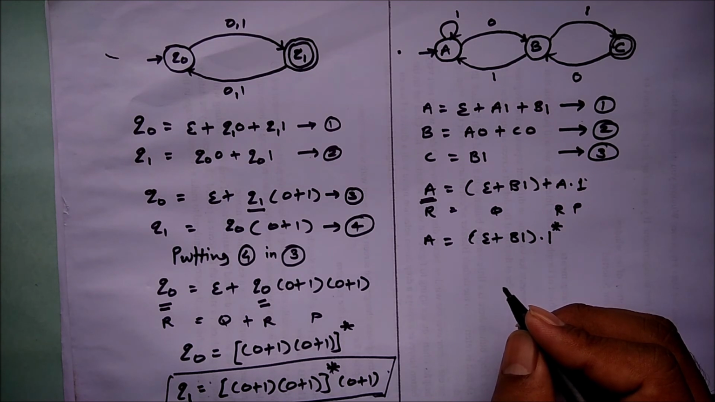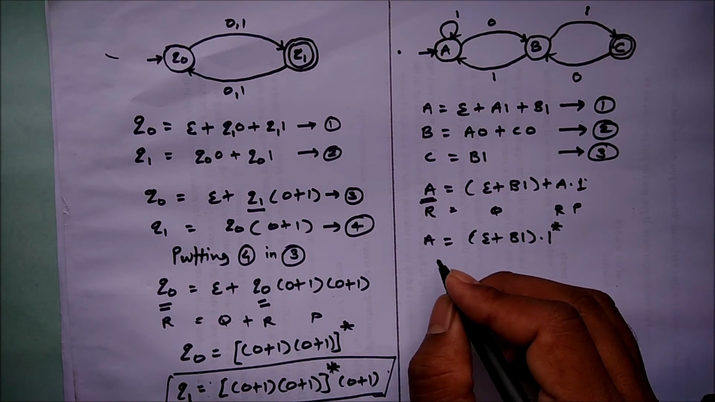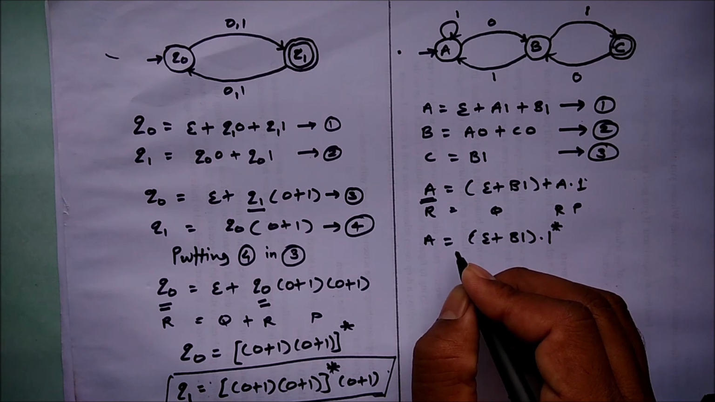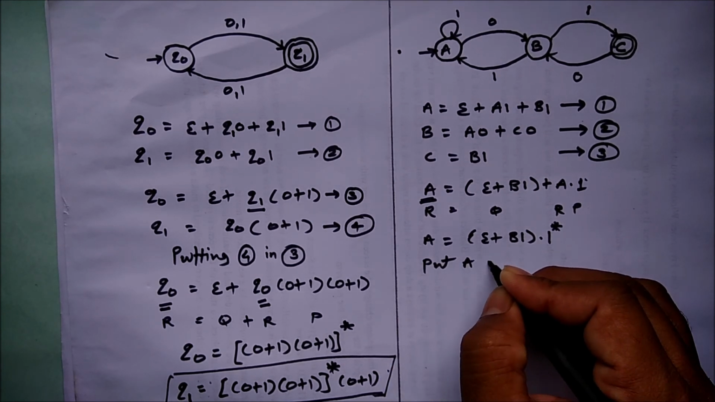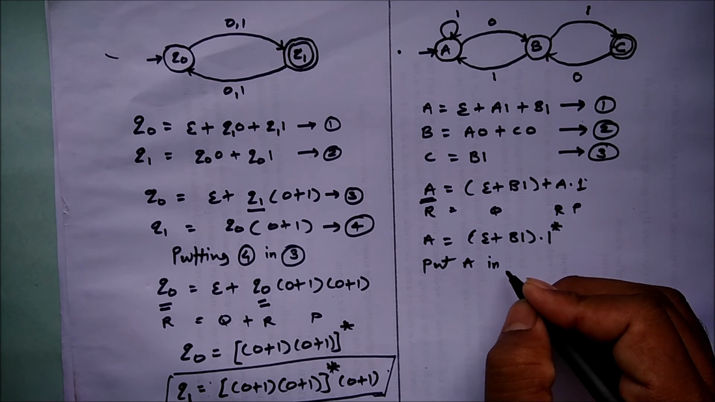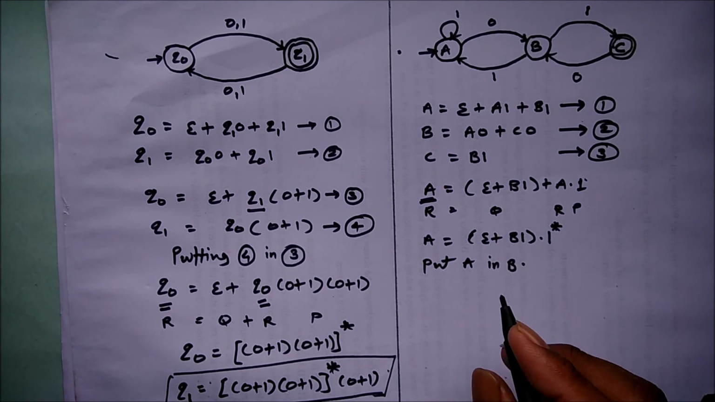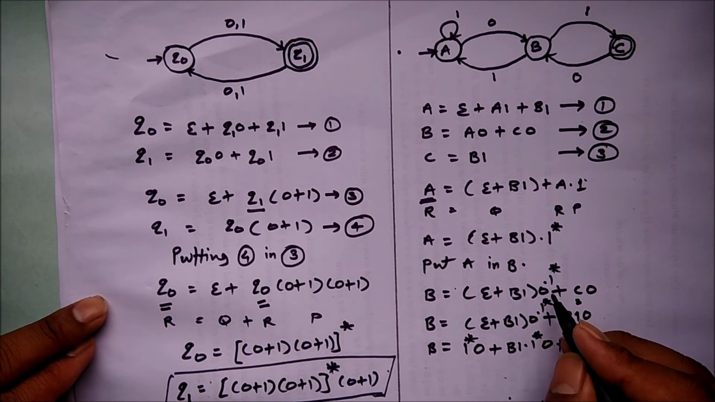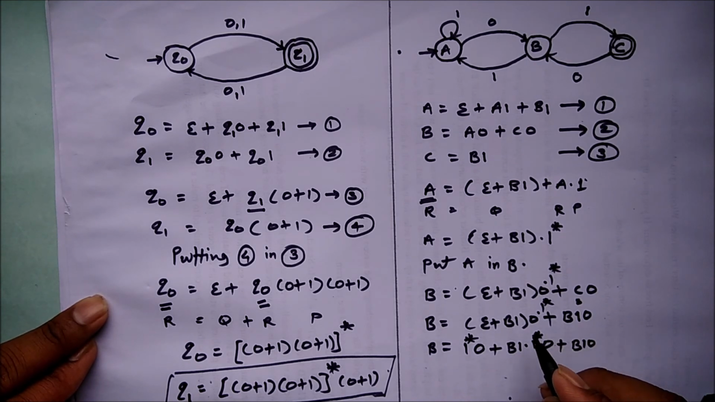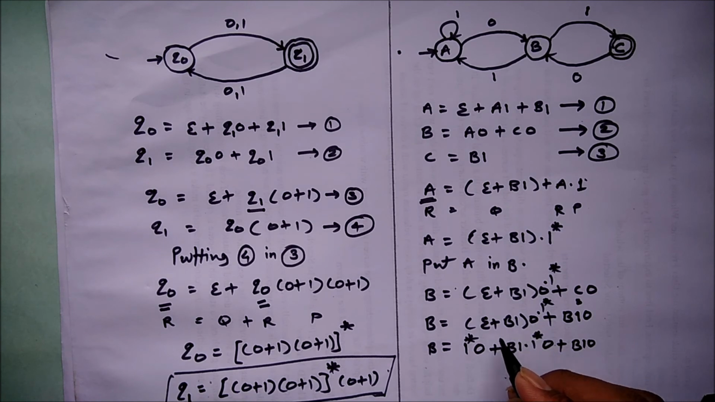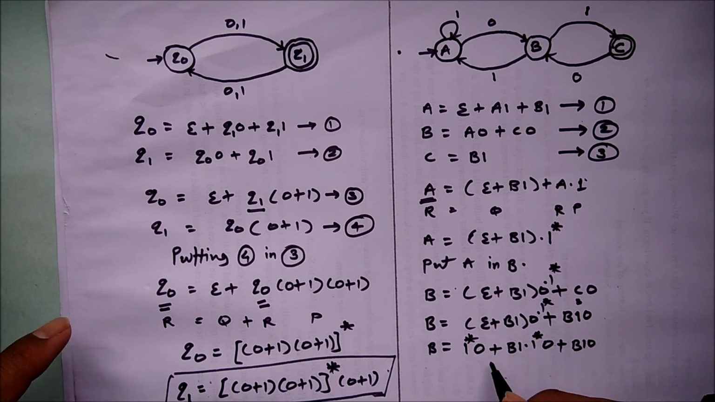So now this is the value of A, we can say. Now let's put the value of A in equation 2, so put A in B, I can say. We missed here dot 1 star and dot 1 star, so I have added that dot 1 star in the equation, and after opening this epsilon plus B1 bracket by using 1 star dot 0, we will get this equation.